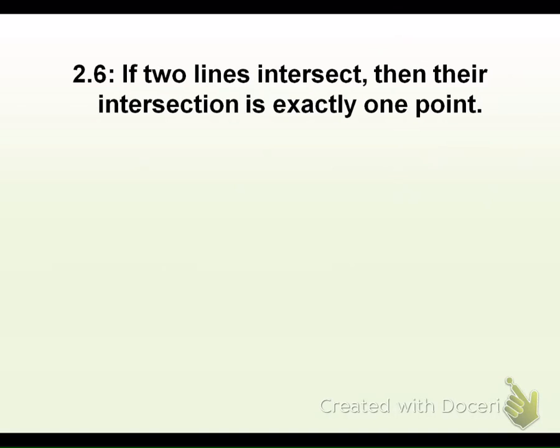2.6, if 2 lines intersect, then they cross at exactly 1 point. So I have these 2 lines that intersect, okay? Therefore, they cross at 1 point, right? You can't have 2 lines that cross at multiple points, because those would be curved lines, right? This is if they cross, they don't have to cross, right? But if they cross, it's at 1 point. They can't cross in 2 points. It's impossible, right?